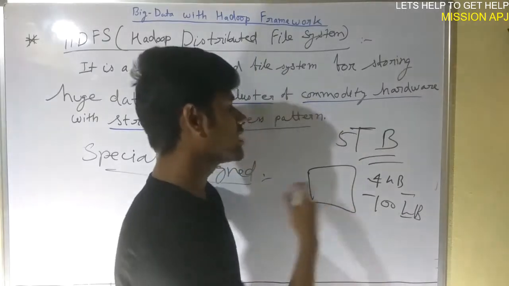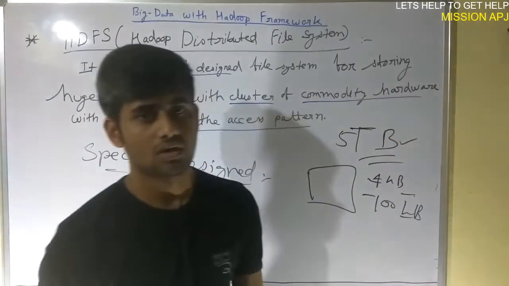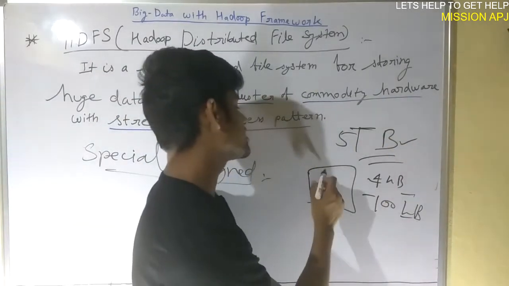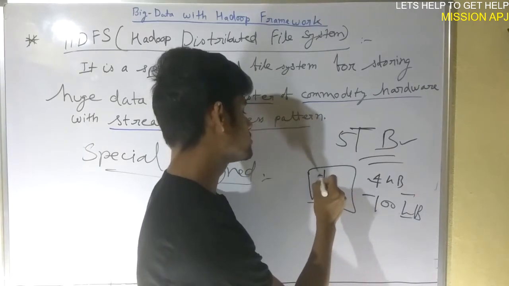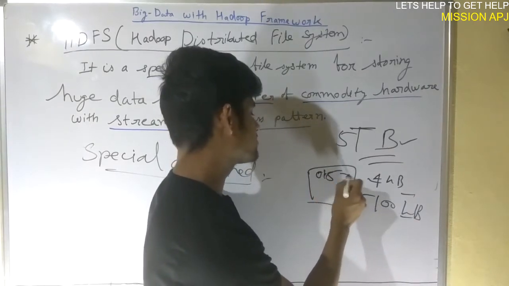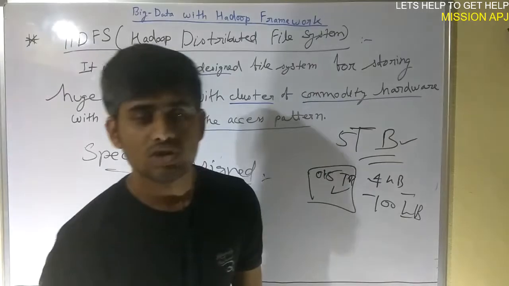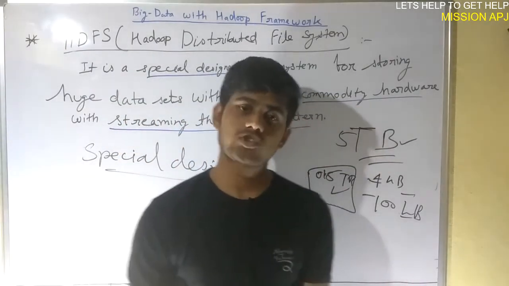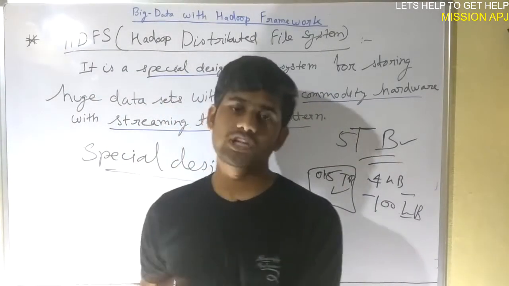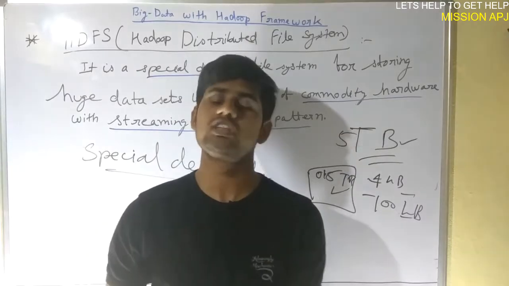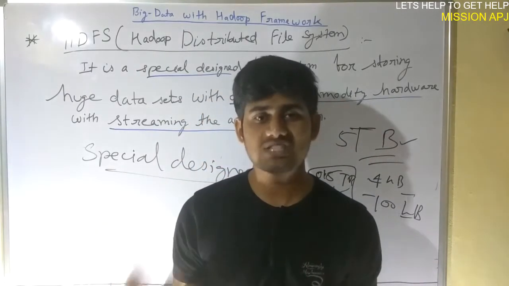So again, if you are storing 5 TB, and suppose for 5 TB your metadata is becoming 0.5 TB, is it feasible? No. We are storing huge data, and the data about the data we are again storing somewhere in a very huge place. So it is not a feasible solution.